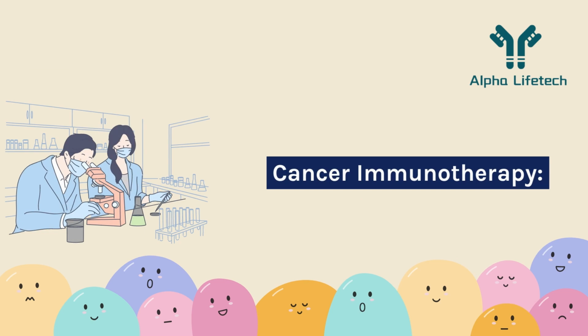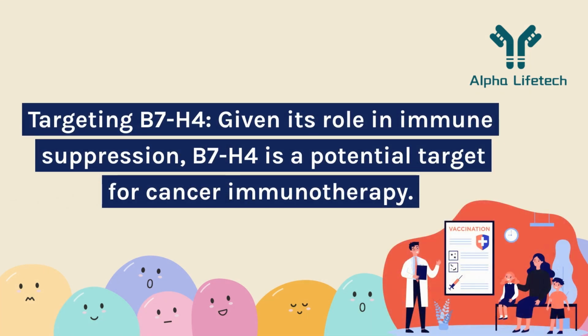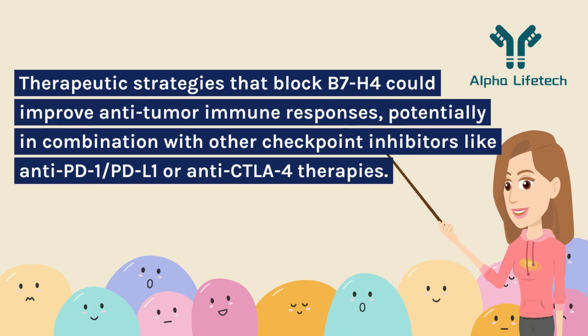Cancer immunotherapy. Targeting B7-H4. Given its role in immune suppression, B7-H4 is a potential target for cancer immunotherapy. Therapeutic strategies that block B7-H4 could improve anti-tumor immune responses, potentially in combination with other checkpoint inhibitors like anti-PD-1/PD-L1 or anti-CTLA-4 therapies.